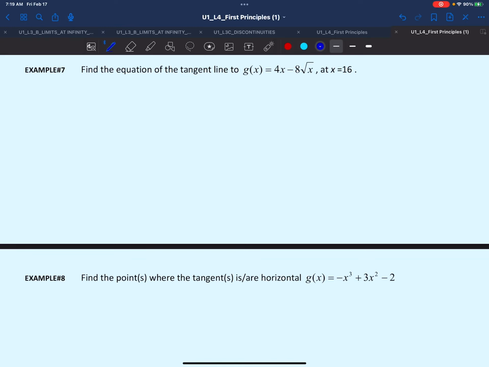We're looking at example number 7 in the derivatives lesson. This time we're trying to find the equation of a tangent line to the function g(x) = 4x - 8√x at x = 16. So let's read this question a little bit more slowly. We're trying to find the equation of a tangent line.